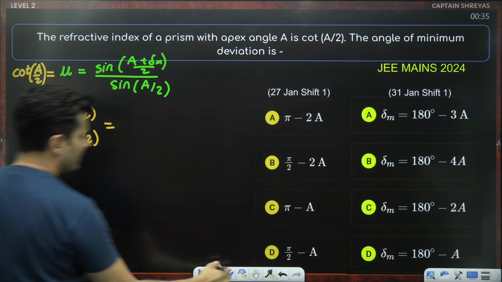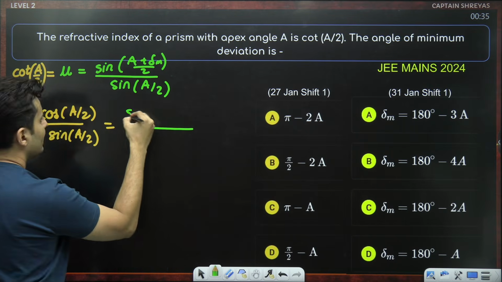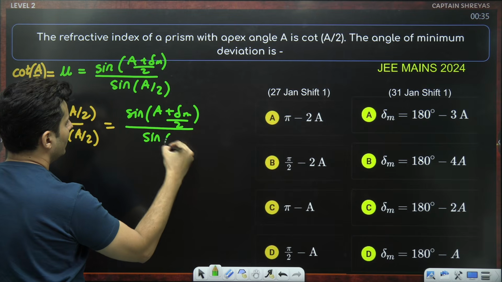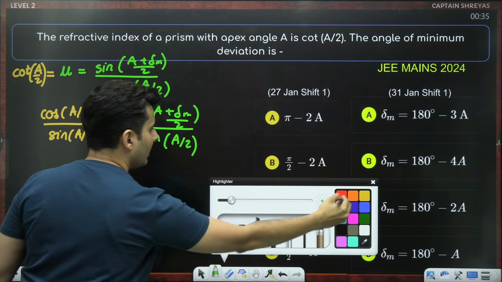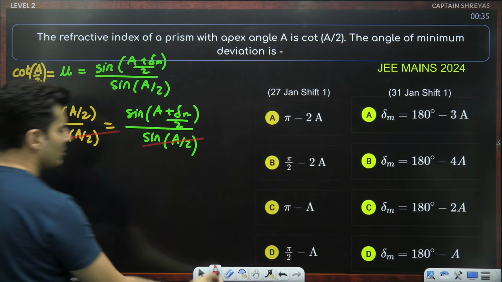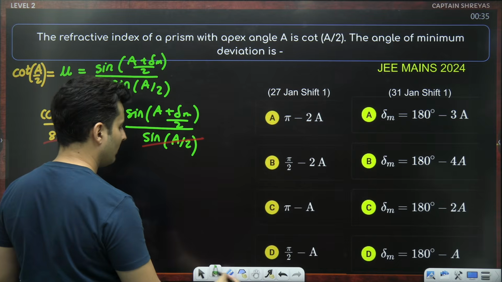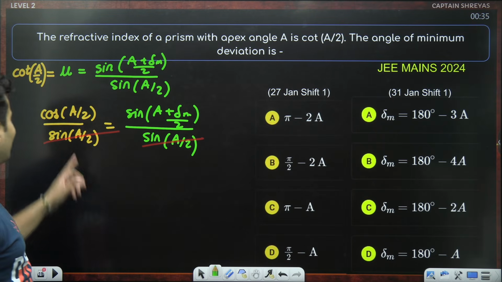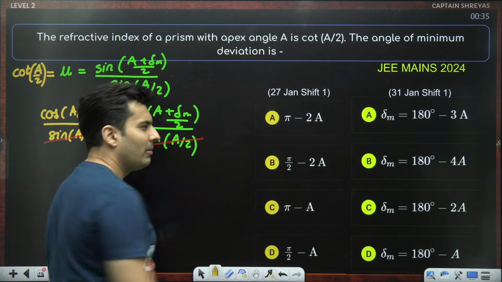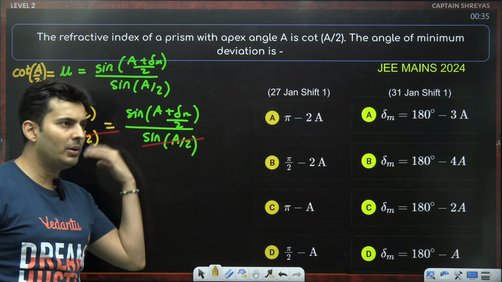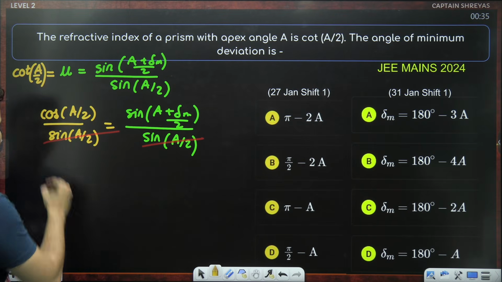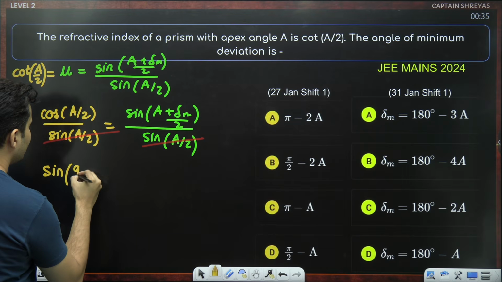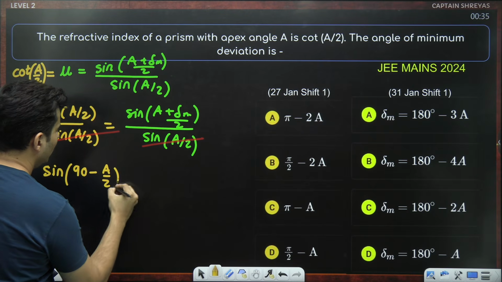Perfect. And on the right hand side, we still have this whole thing, which is sine of (A plus delta minimum) by 2 upon sine of A by 2. What happens brilliantly is that sine of A by 2 and sine of A by 2 just got cancelled. So we have cos of A by 2 is equal to sine of (A plus delta m) by 2. But you know what? I don't like to compare cos with sine. I will compare apple with apple, orange with orange. So cos theta is sine of 90 minus theta. So I can write it as sine of 90 minus A by 2.